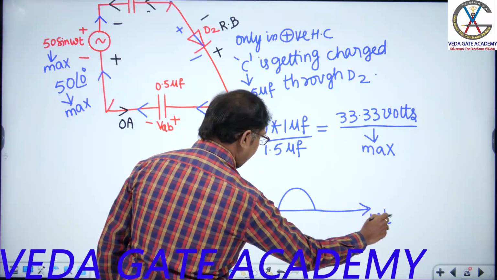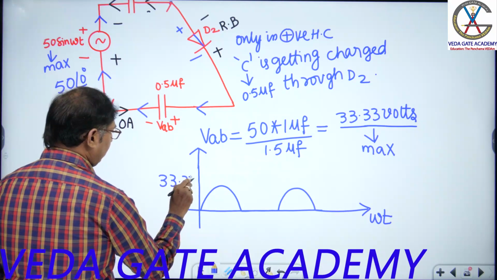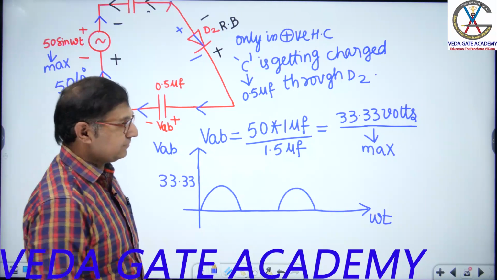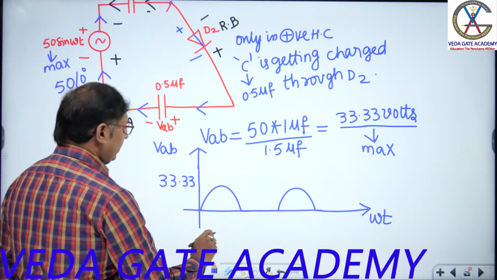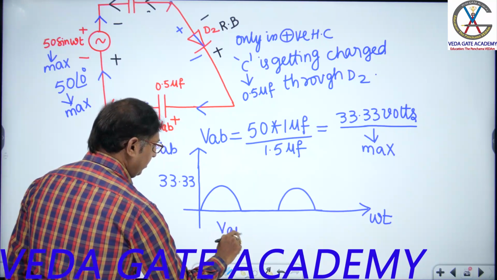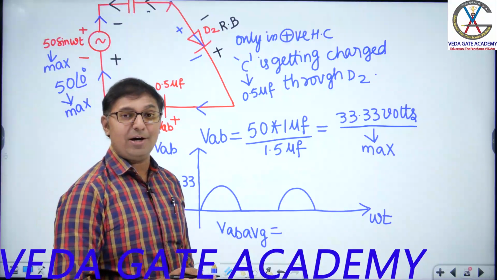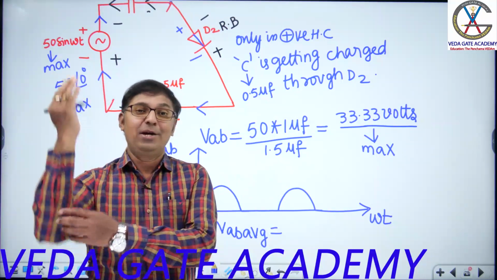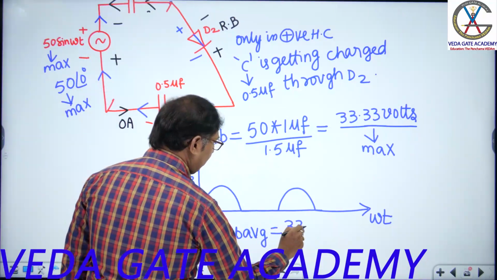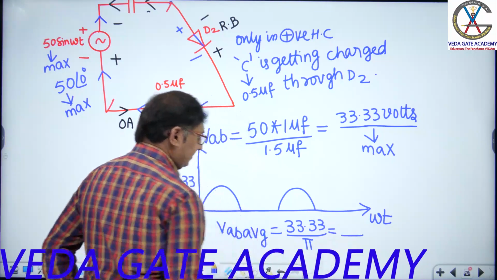What is this? Omega t. 33.33. This is your VAB. Come on, sir. What is VAB average? Since the exam asks VAB average, it is like a half wave rectifier. How much? Half wave is Vm by pi, full wave is 2 Vm by pi. So here it is just Vm by pi. 33.33 by pi gives you the answer.